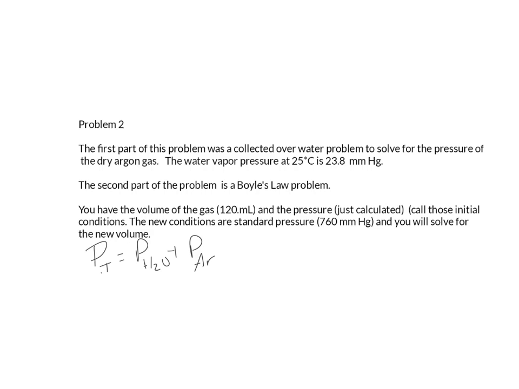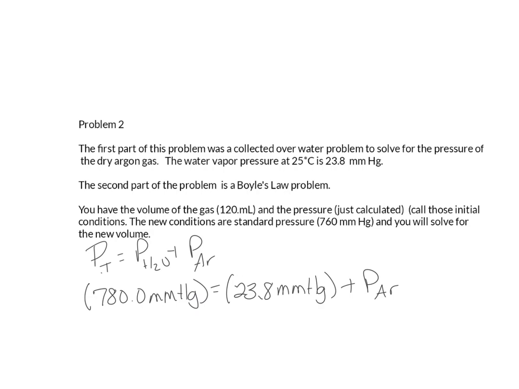So you're looking at having, and you were told it is at STP. So your total pressure for this, you were told it's at 780 mmHg. So your total pressure is 780 mmHg. Your water vapor pressure then is 23.8 mmHg. And that allows you to solve for the pressure of the argon.